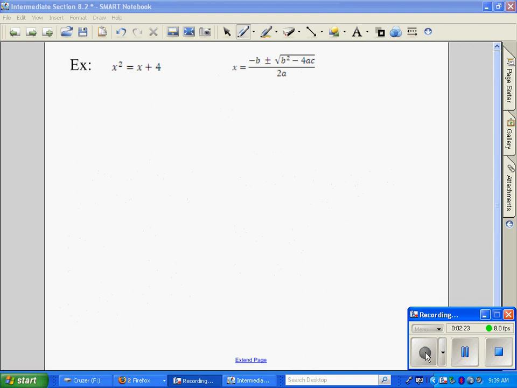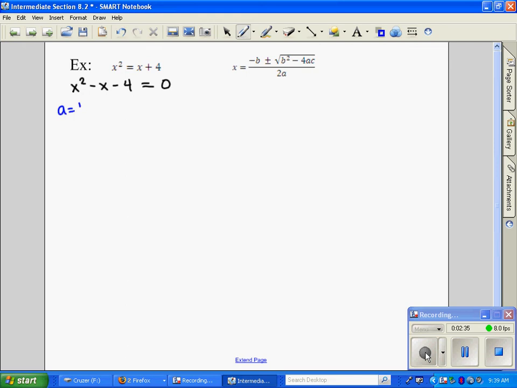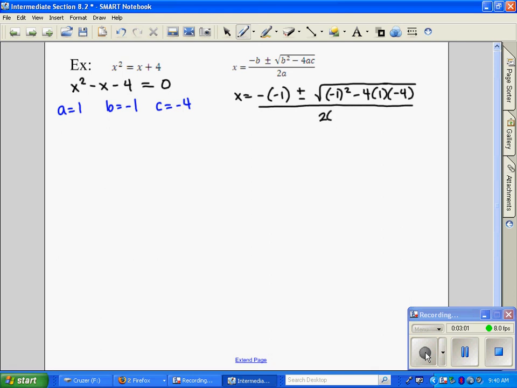Okay, my next example, first we're going to put it in our format. We're going to move everything to the left, so I'm going to subtract x. I'm going to subtract 4 and move it over and set this equal to 0. Now I'm going to name my a is 1, my b is negative 1, and my c is negative 4. So now I'm going to plug that into my formula, so x equals negative, put parentheses, that way there's less chance to make a mistake. Then I have b squared minus 4 times a times c, all divided by 2a.